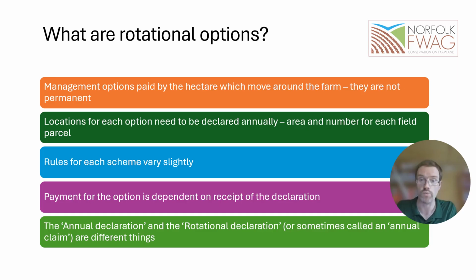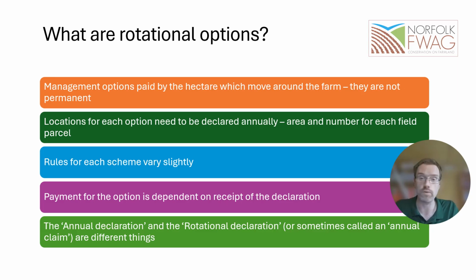These are the rotational options which you then have to declare to the Rural Payments Agency, to DEFRA, every year. And you have to declare where you've done them, and you have to declare how much of them you have done. It's important to note that the reason for this video really is because in the older schemes and in the newer schemes, the rules for those schemes and what you need to do and when you need to do it vary very slightly between those schemes. So stick with us and we'll help you through those different things.